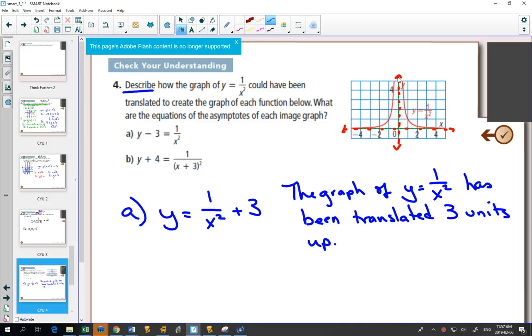Our original asymptotes are at x equals 0 and y equals 0 on this graph. If I translated it 3 units up, well, my x equals 0 asymptote would stay the same, but my horizontal asymptote would now be at y equals 3.